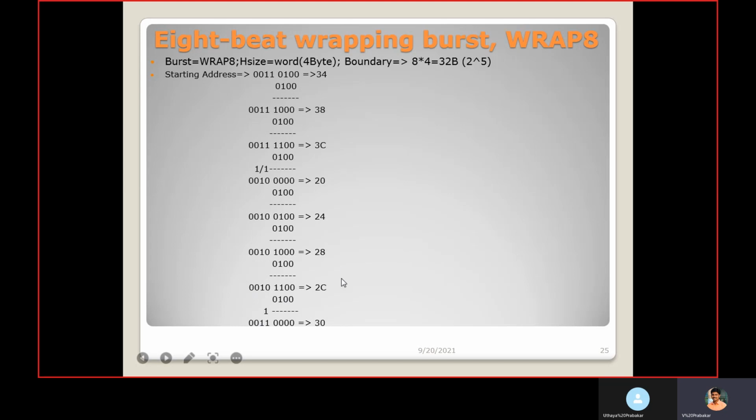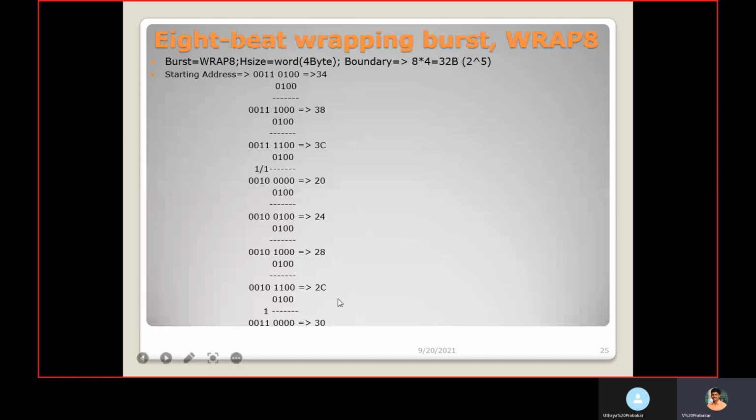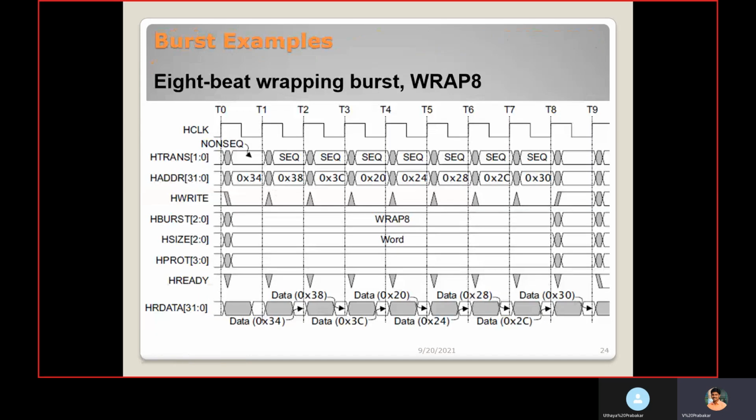So these are the boundaries. You see 34, after that 38, 3C, 20, 24, 28, 20, 24, 28, 2C and 30. Okay, it will automatically increment based on the HBURST and HSIZE.